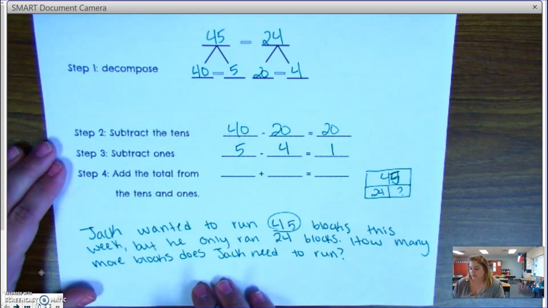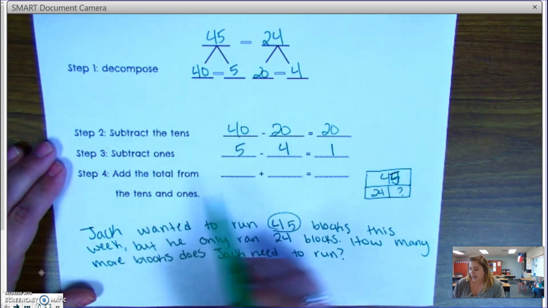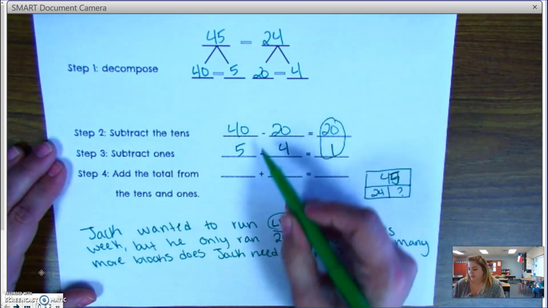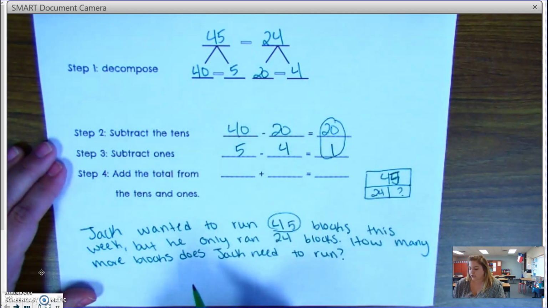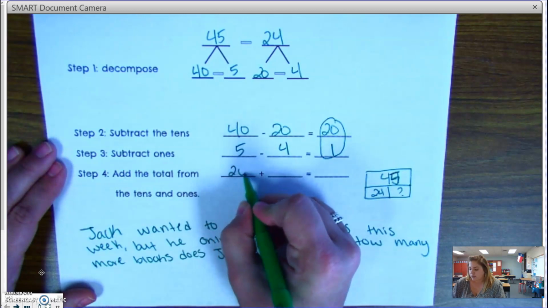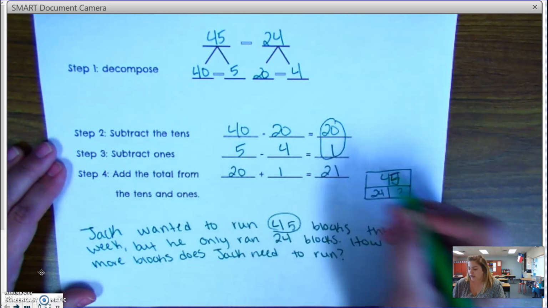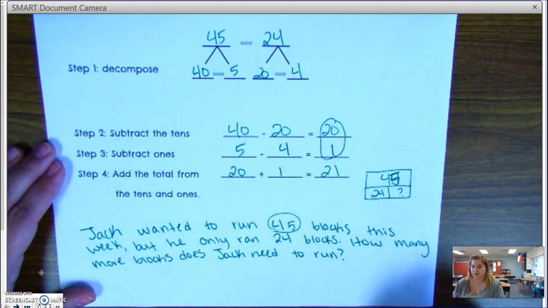And my last step for subtraction is to add these two numbers together because we already did all of our subtraction. So it would be 20 plus 1 for an answer of 21 blocks left.